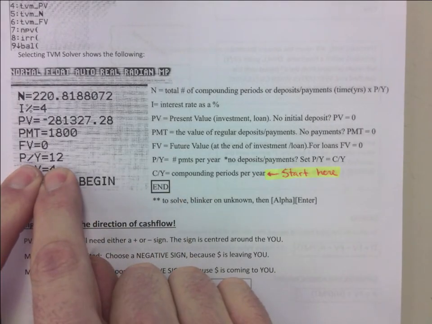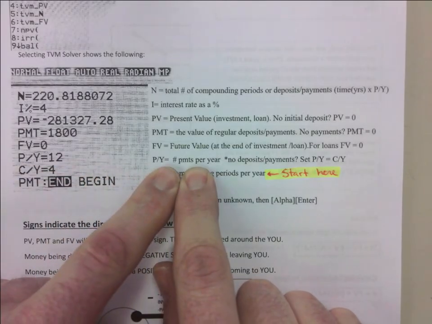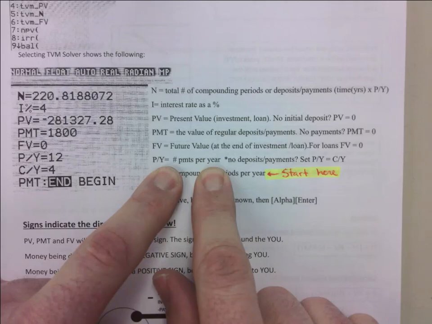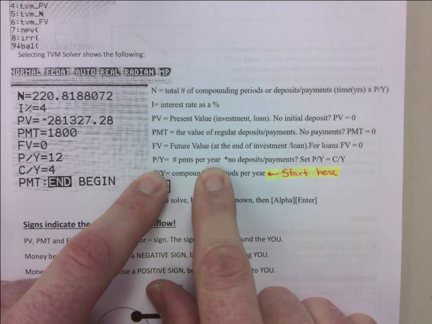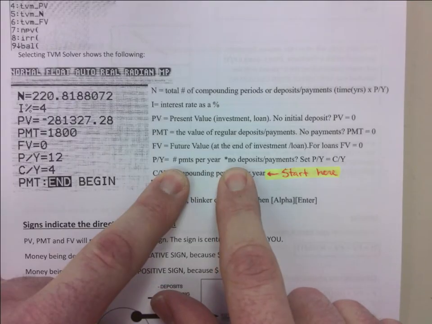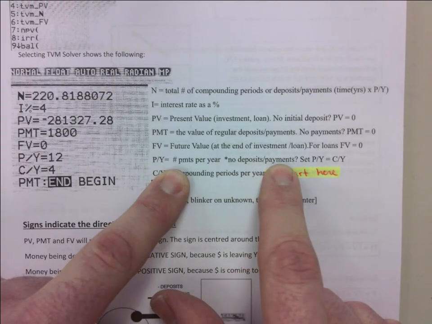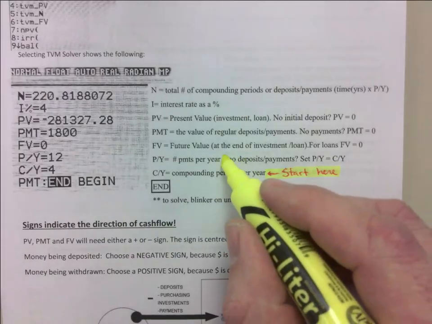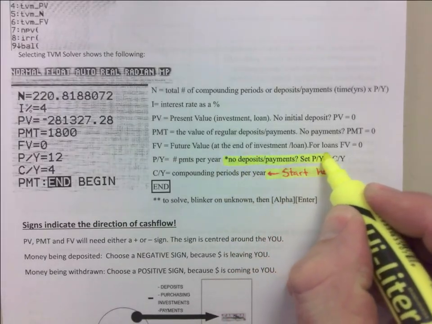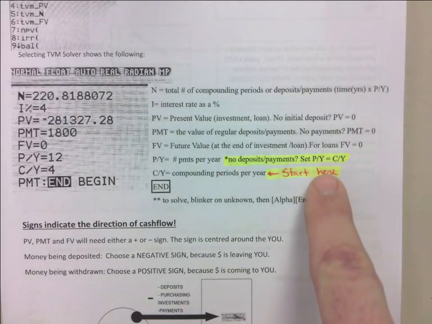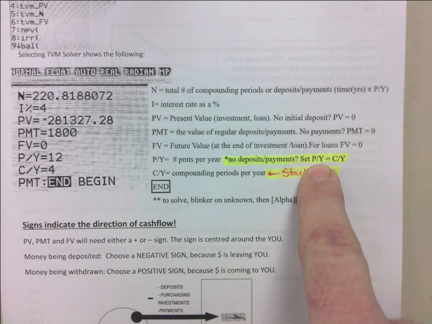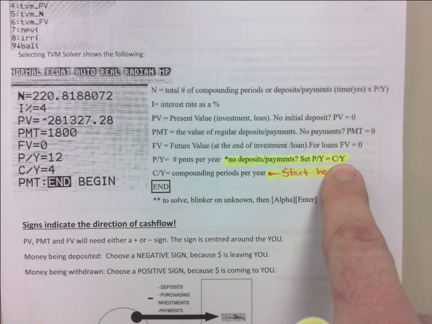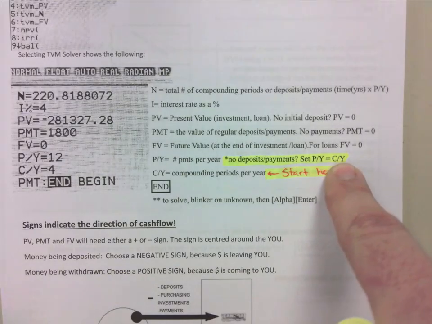What does P/Y stand for? Number of payments per year. So it's basically, if there are no regular payments being made, we're going to highlight this part. If there are no deposits being made on a regular basis, P/Y is going to be the same as C/Y. Okay? You're going to have to practice. That's the only way to do it.